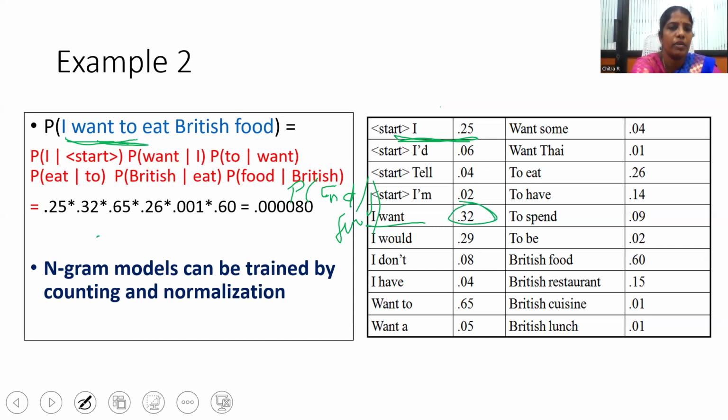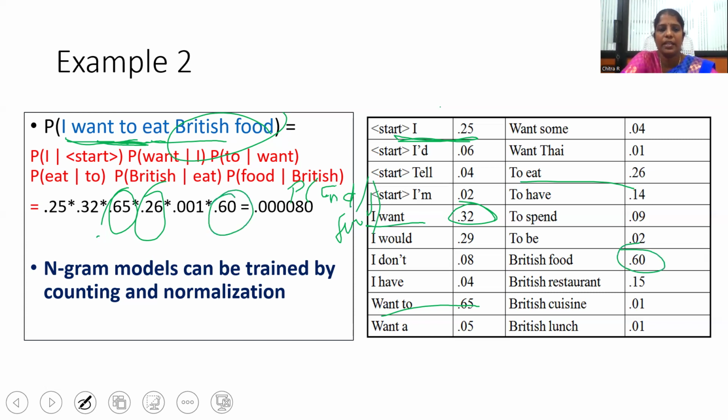Then want to, probability of want to. This is the formula. So want to is 0.65. So 0.65 is added here. Then to eat is 0.26. Then eat British is missing here, no? Into British food. Eat British, I think for this one it is 0.001, that's missing here. Then British food, that is 0.60. So all the probabilities are taken from the table and multiplied.